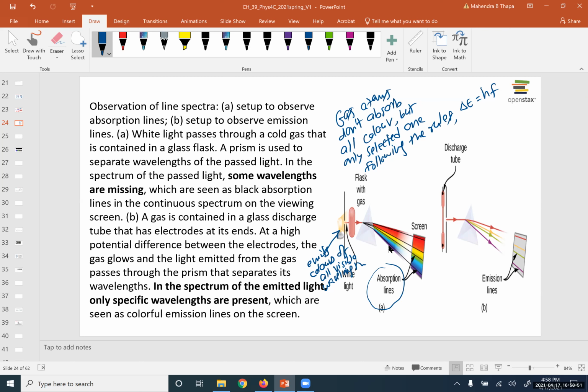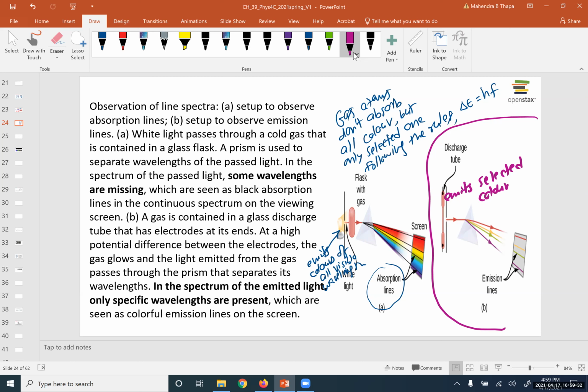So this kind of spectrum is what we call the absorption spectrum. So the absorption spectrum is not a new thing, but only those frequencies which are actually absorbed by the gas atoms. Okay, in the emission, the case will be similar. The only difference is that in this case, in the emission, from this gas tube it will emit selected colors of light.